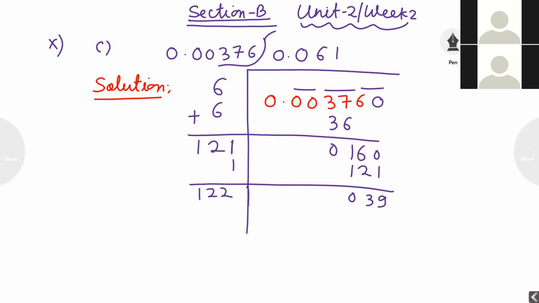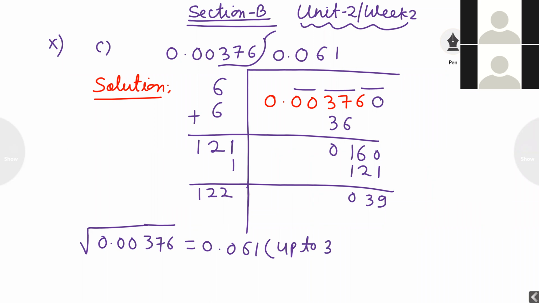So I can write here the square root of 0.00376 is equal to 0.061. In the bracket we'll write up to 3 decimal places. This is the right answer. Up to 3 decimal places. Don't forget to mention this, students. Up to 3 decimal places.